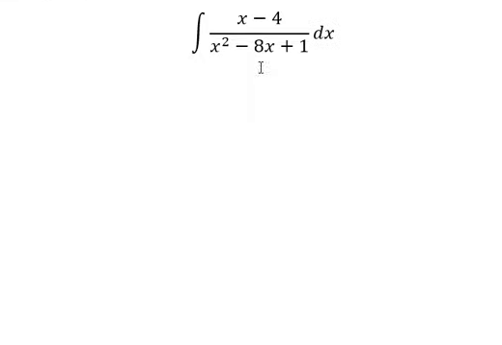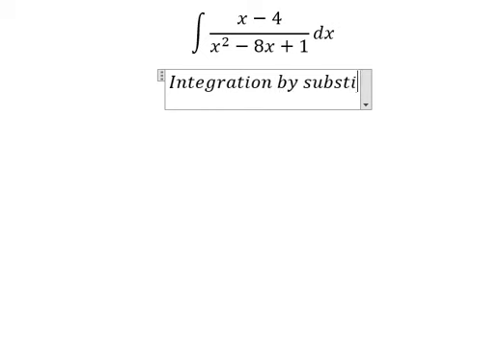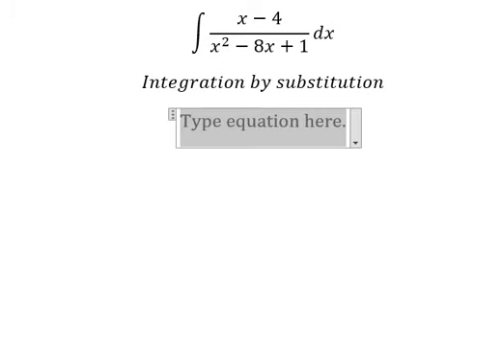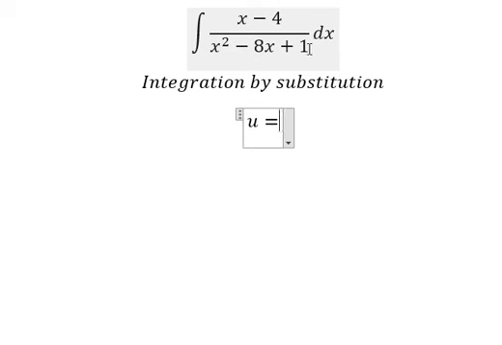Now let's go to question number 2. We need to use integration by substitution. So I need to put u equals to this one.